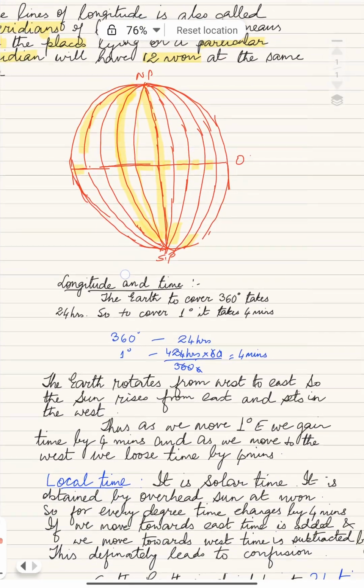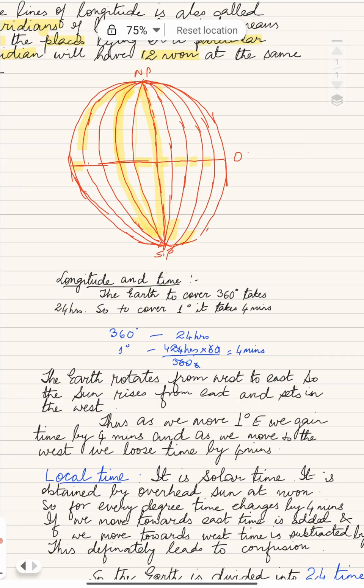Now longitude and time. Earth, in order to cover 360 degree, takes 24 hours. So to cover 1 degree, Earth takes 4 minutes. How did we get it? 360 degree, 24 hours. So for 1 degree, it is 24 hours divided by 360, into 60 minutes. If we calculate, we will get 4 minutes.